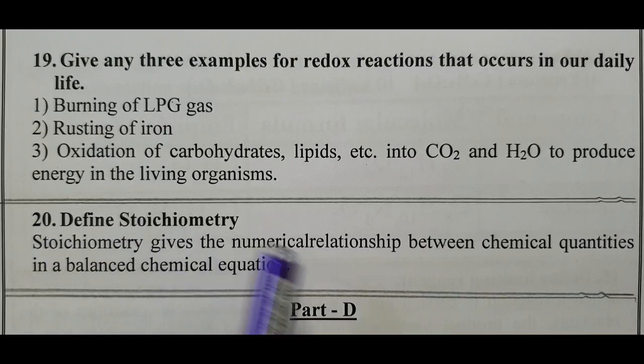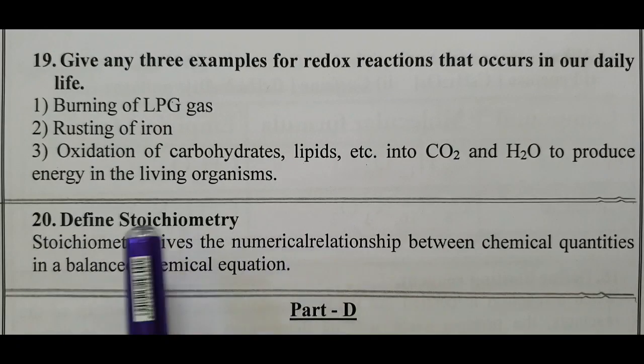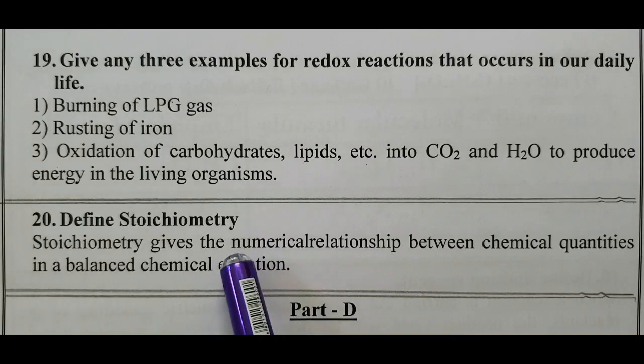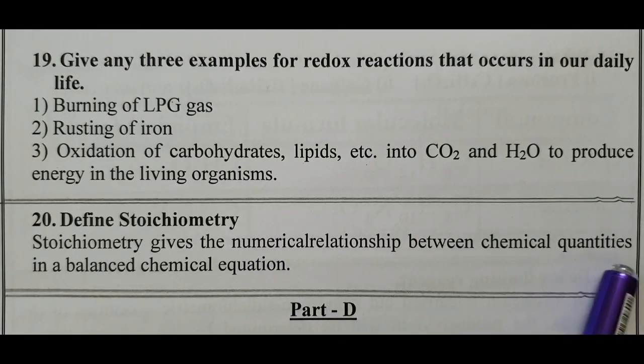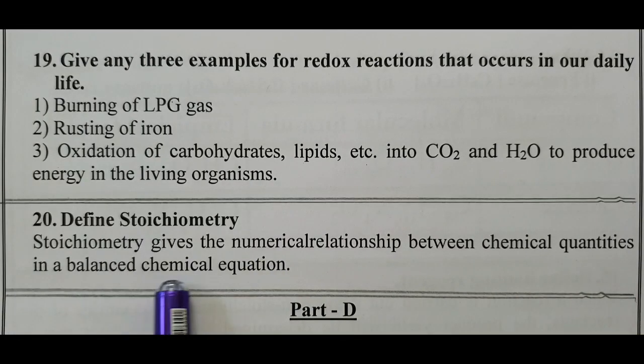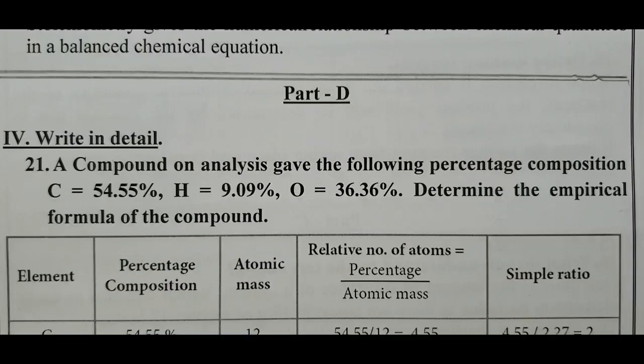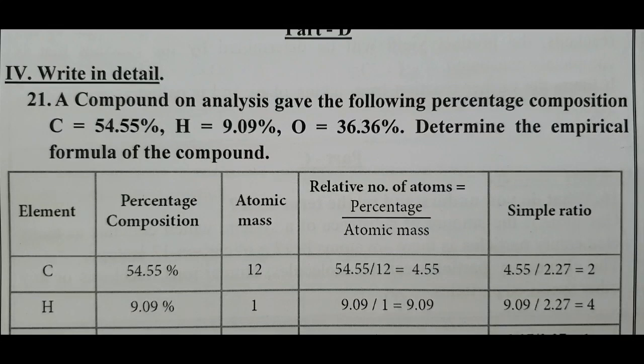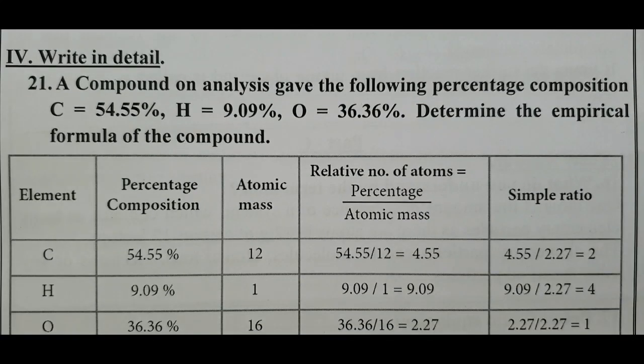Define stoichiometry. Stoichiometry means balancing of a chemical reaction. It gives the numerical relationship between chemical quantities in a balanced chemical equation. Come to part 4. Write in detail. A simple question.